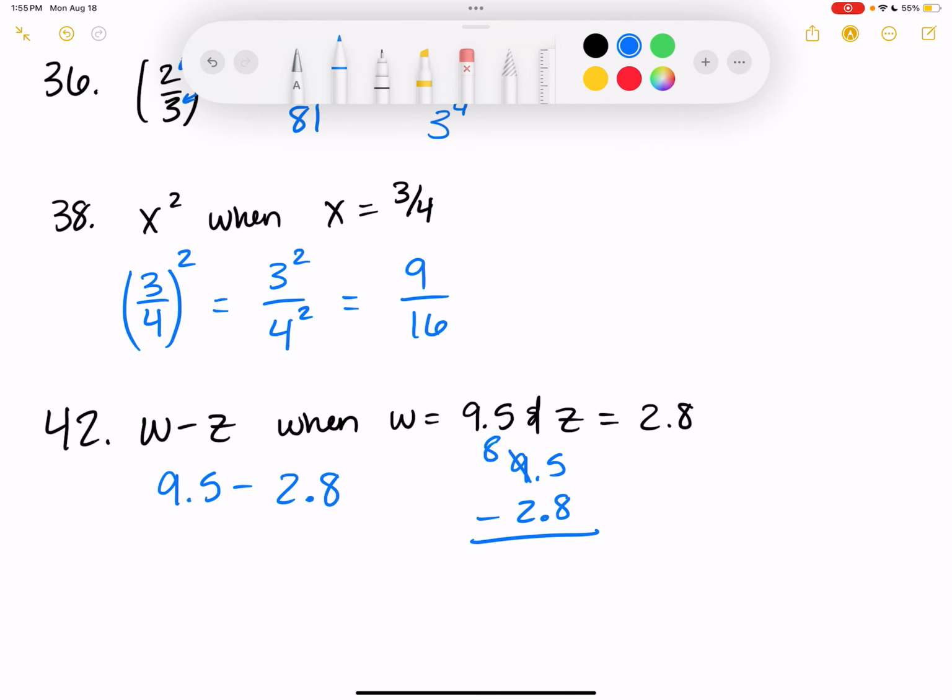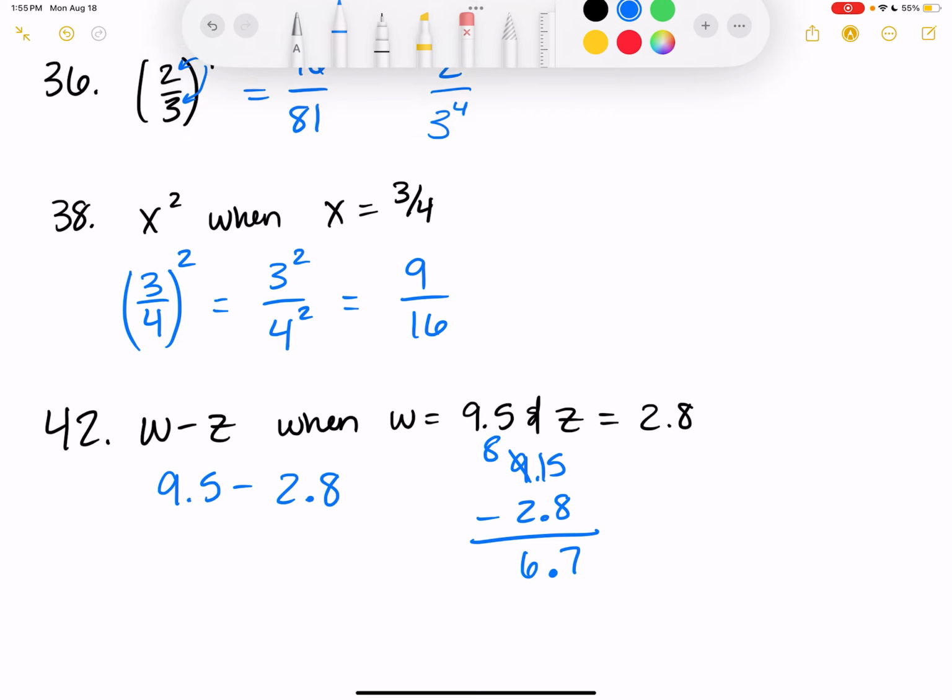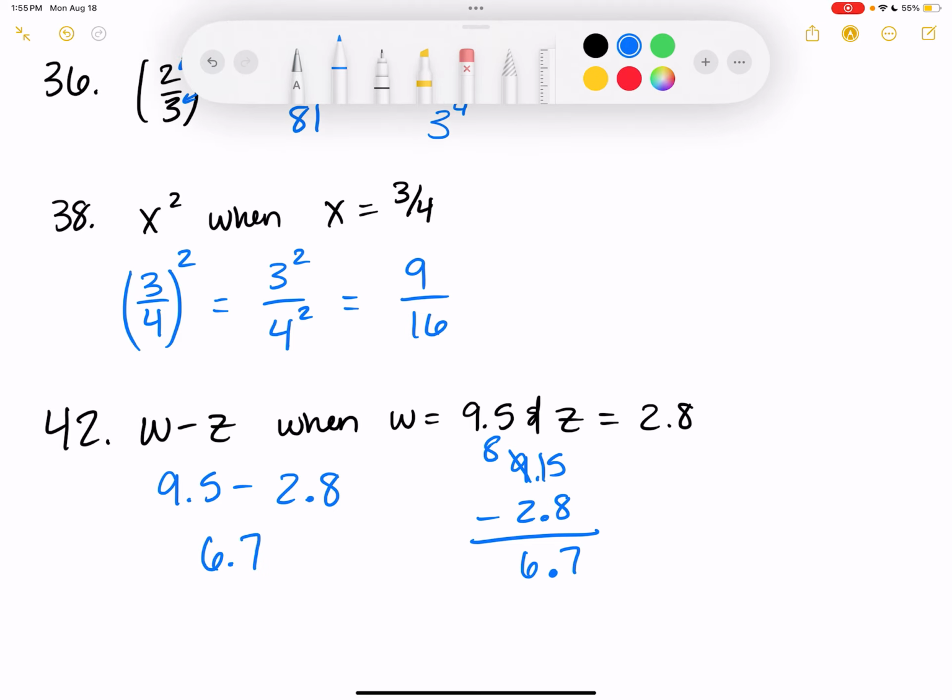So then we can make this an 8, make that 15. 15 minus 8 is 7. Bring down my decimal. 8 minus 2 is 6, and so I would get 6.7 is my answer to this one.